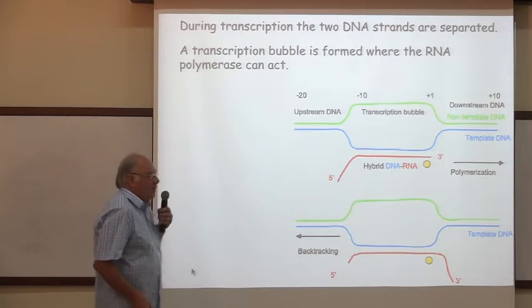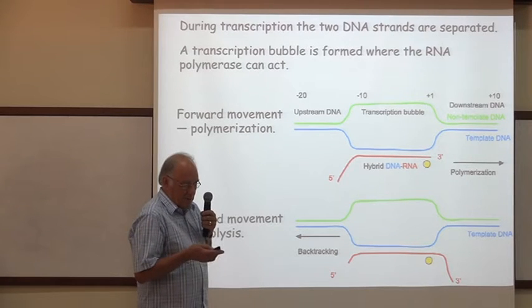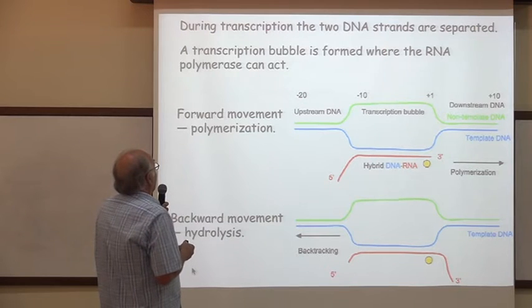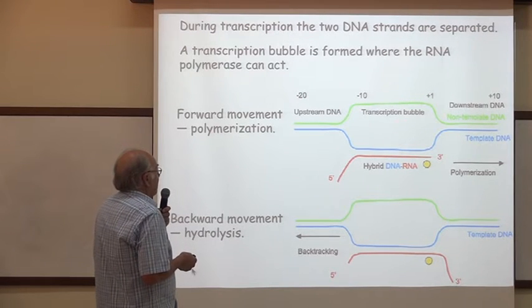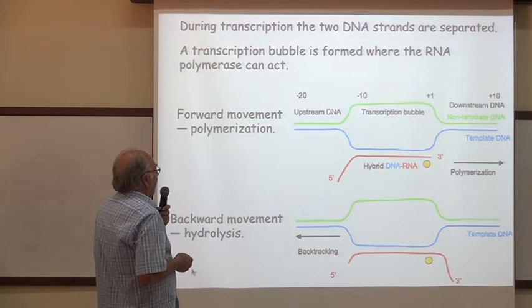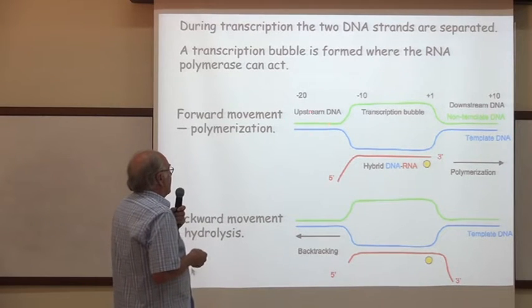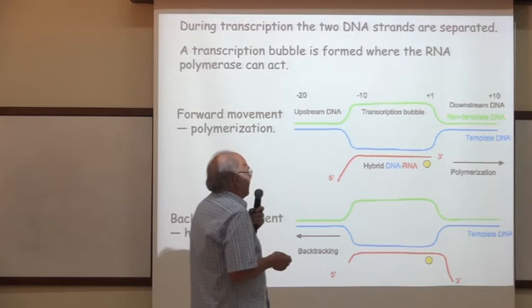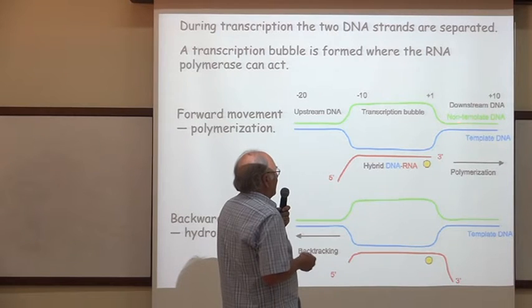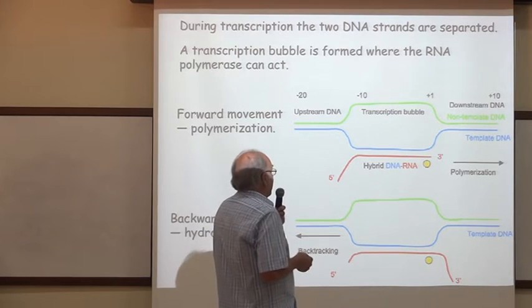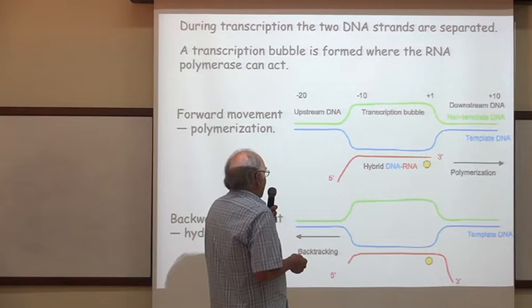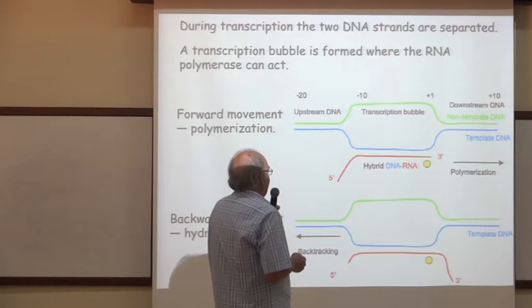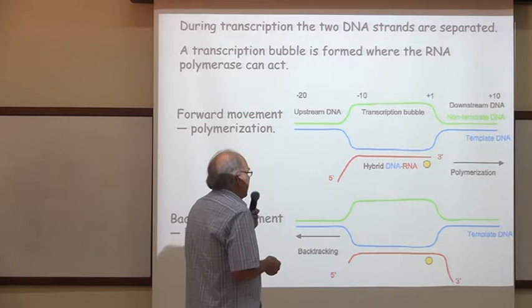Well, if you want to transcribe something, then you need to open the double-stranded DNA up. So you make a transcription bubble somehow. So this is the upstream DNA. Here's the transcription bubble, and then the downstream DNA, which is not yet transcribed. But here's transcription going on from the active site, which is here, and then there's a piece of messenger RNA being produced here.